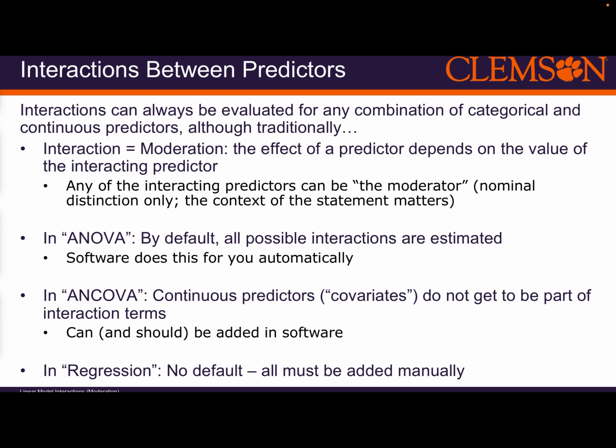Oftentimes, we call interaction moderation, right? Why we call it moderation is that the effect of one predictor depends on, or moderates, the value of the other predictor, right? So any of the interacting predictors could be the moderator. In our example, for instance, we might say, how does teaching method moderate the impact of being a freshman or senior on your test score? Or how does the class level, freshman or senior, moderate the impact of teaching method on your test score?